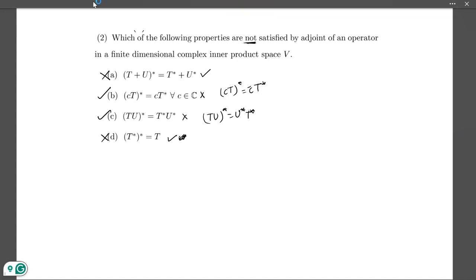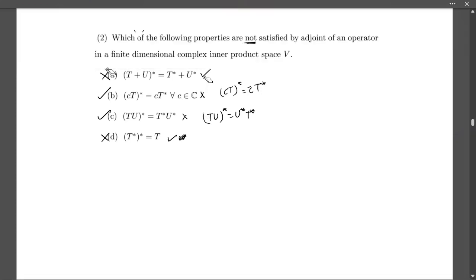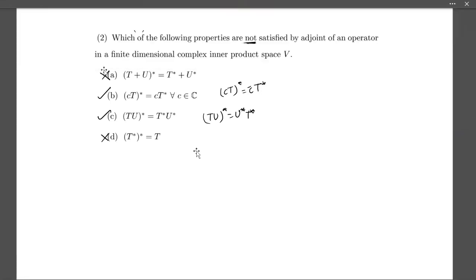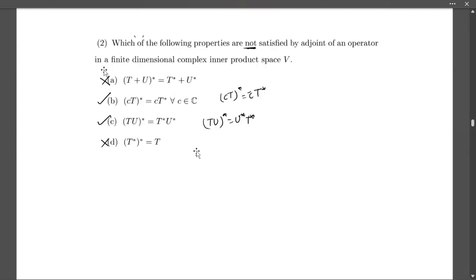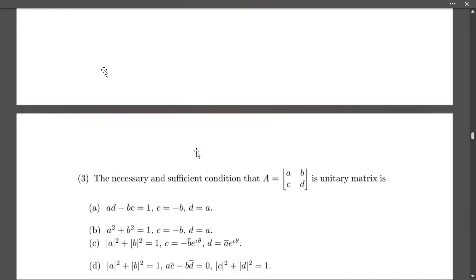We are choosing incorrect options. So, okay, this follows from what we saw today. So let's see the next question. This is just properties of adjoints. We are leaving this.